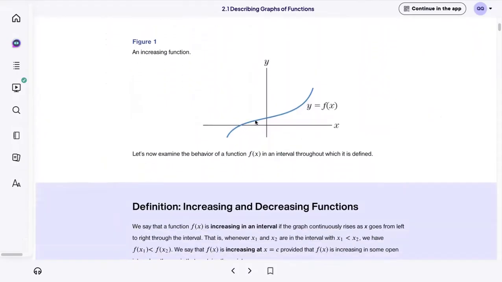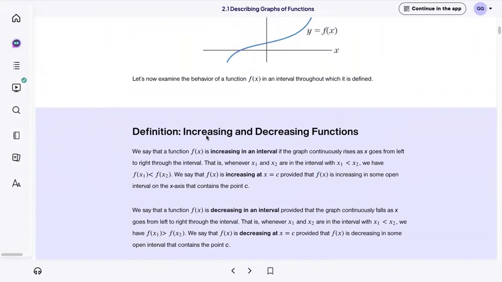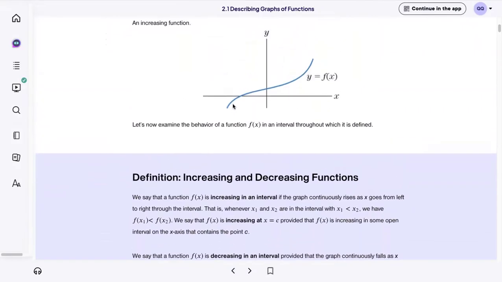So this is a polynomial function, right? This is one piece of string. And when we talk about functions, we like to talk about increasing and decreasing. You see, this function is an increasing function. From left to right, it keeps increasing.